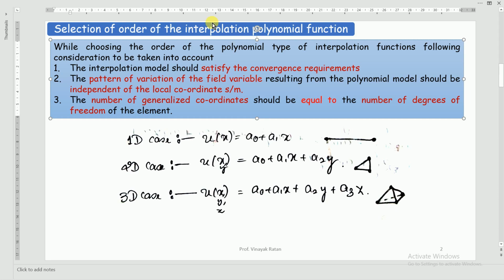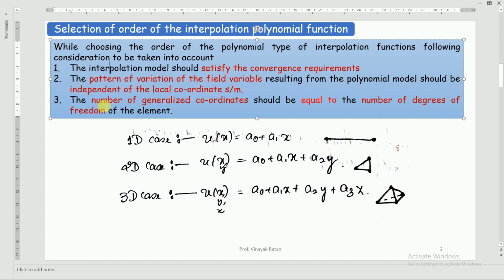And the pattern of variation of the field variable resulting from the polynomial model should be independent of the local coordinate system. So whatever the pattern of variation of the field variable, whether it is displacement or temperature, it should be independent of the coordinate system, especially the local coordinate system. What is a local coordinate system? We will see it in the next slide.